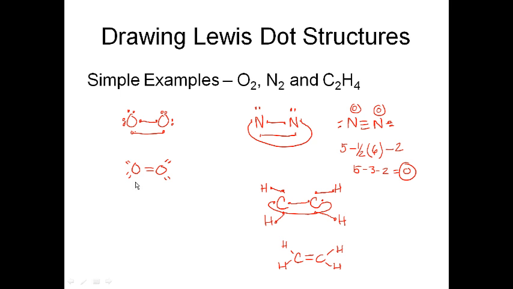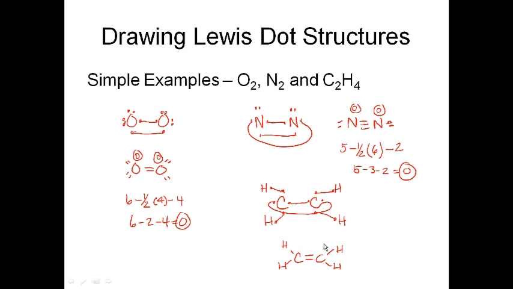Oxygen has 6 valence electrons in a neutral oxygen, minus 1/2 of the number of bonding electrons, which is 4. So every bond counts as 2 bonding electrons, minus the total number of non-bonding electrons, which is another 4. So I've got 6 minus 2 minus 4, which gives me a formal charge of 0 for these 2 oxygens.